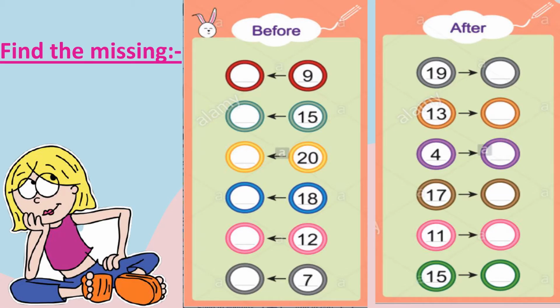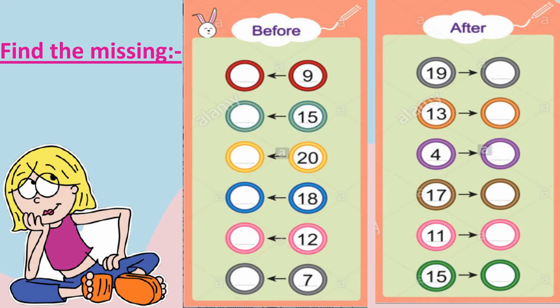Let's answer. Find the missing numbers. We have two lines, before and after. Let's start with the before line. Here he asked me what is the number before 9. Remember, before means backward, backward.